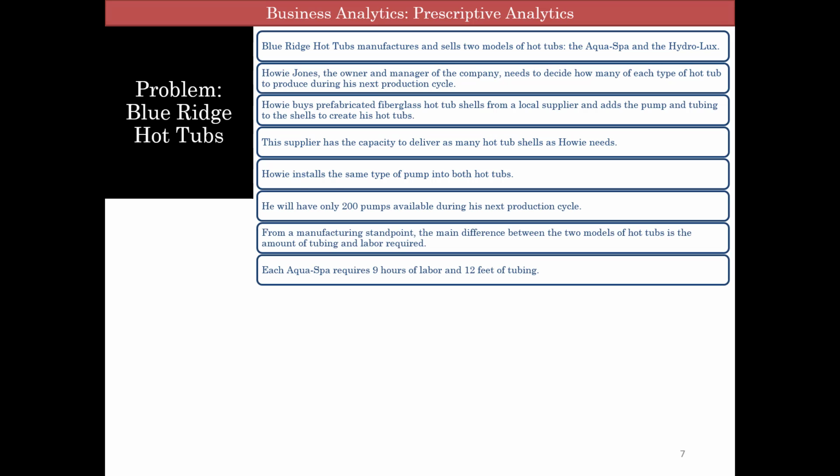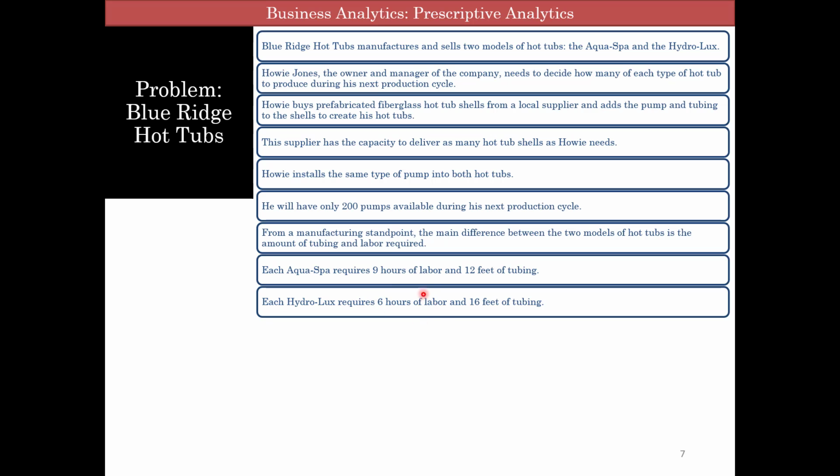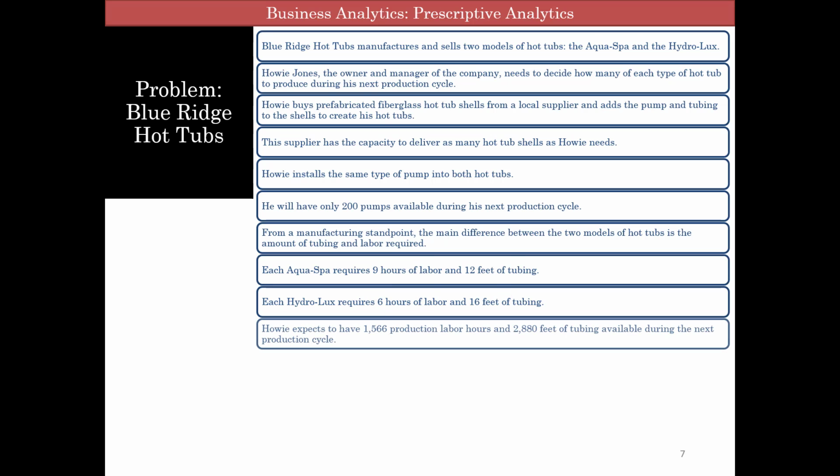The difference in manufacturing is that Aquaspa requires 9 hours of labor and 12 feet of tubing, whereas Hydrolux requires 6 hours of labor and 16 feet of tubing.